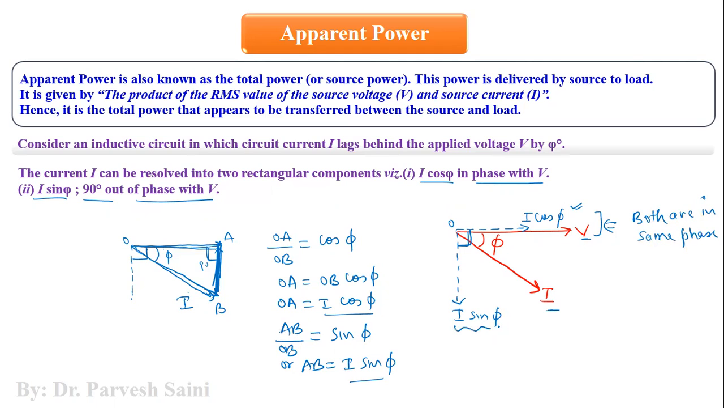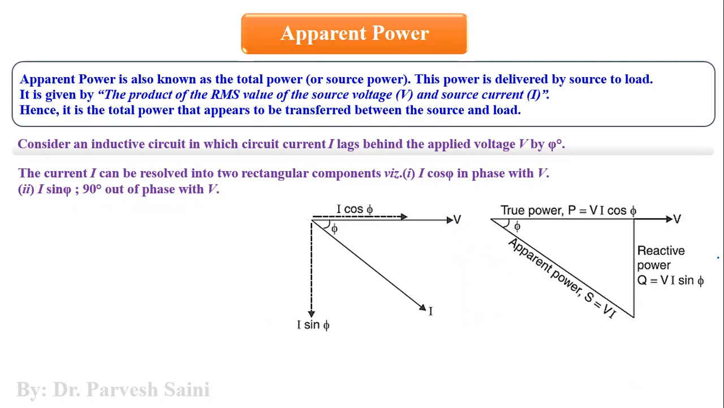And this component is 90 degrees lagging the applied voltage V. So now if you see these two diagrams, the same thing is given here also. You have a current, and these two are the components of the current here.